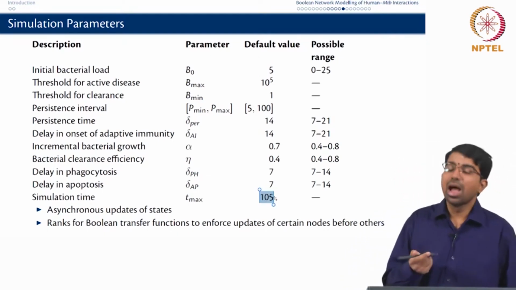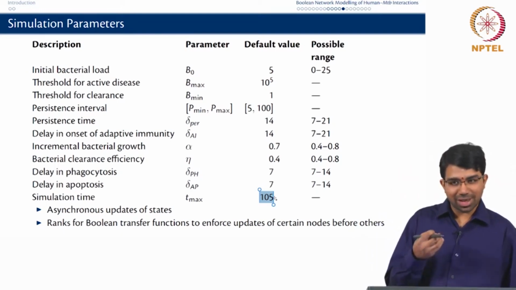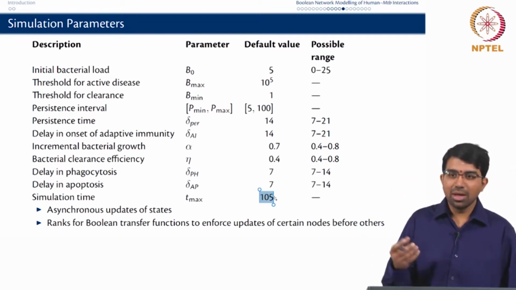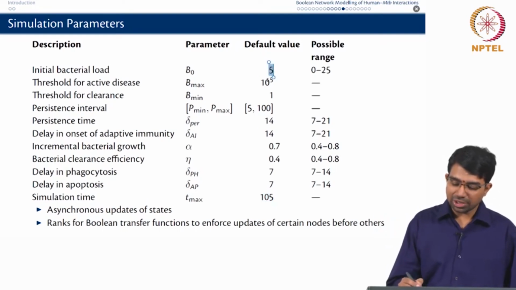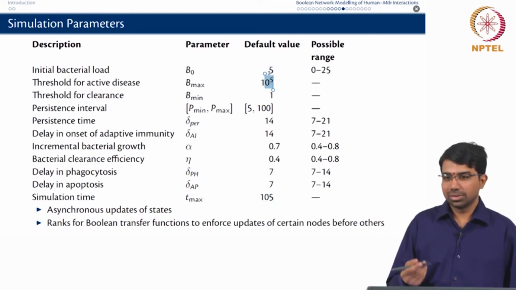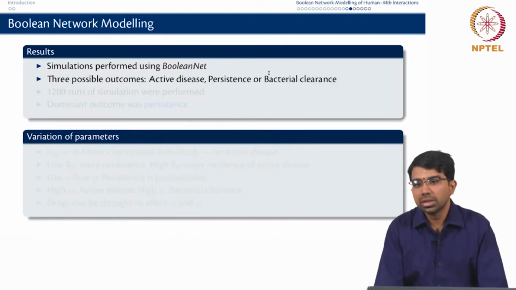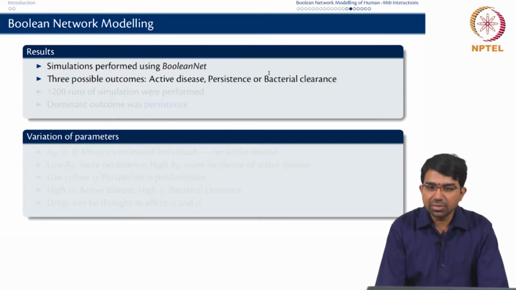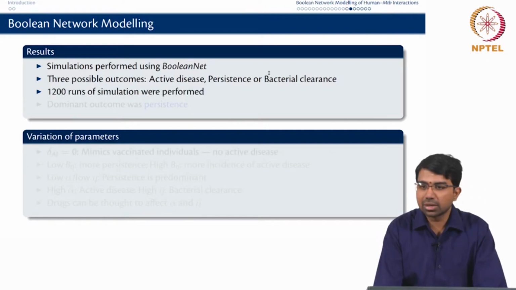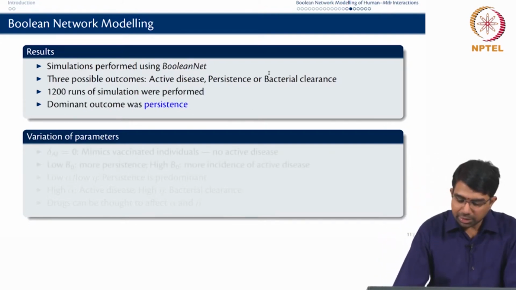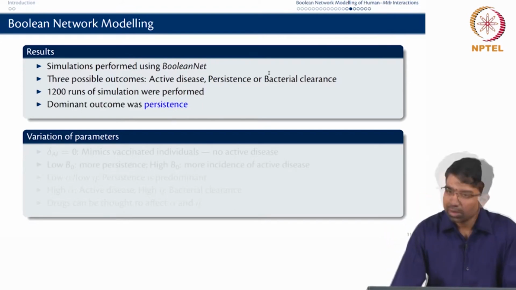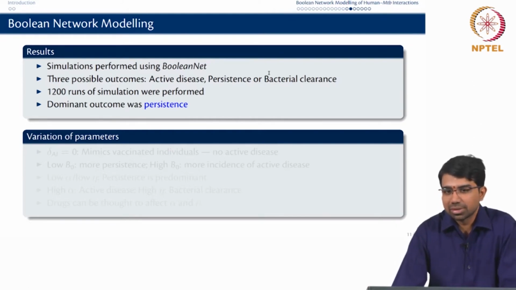It is not a very cellular model. In some sense, it is a cellular model. It takes into account the cellular components and so on, but overall looks at the concentration of bacteria in the whole human sort of thing, right. We performed the simulations using BooleanNet, and we had 3 possible disease outcomes. It could be either active disease, persistence or bacterial clearance, and we performed 1200 runs of the simulation, and the dominant outcome we found was persistence, which is actually what happens in reality, right. In TB, most people are just carriers of TB without even manifesting disease.